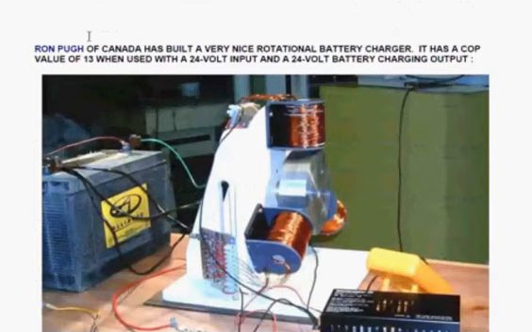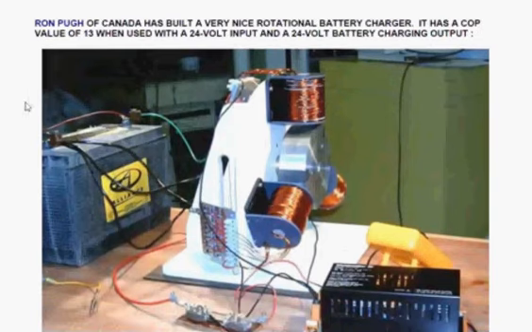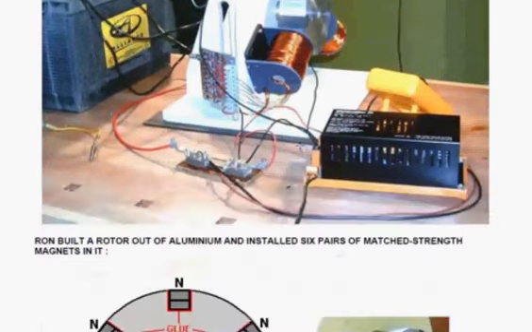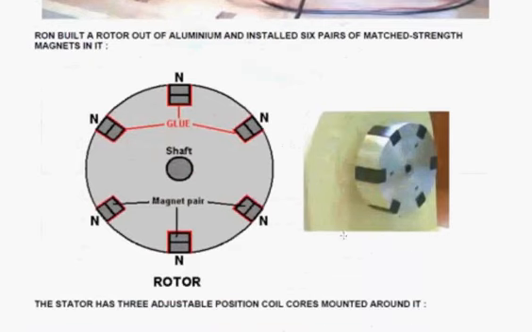But if you want to go that route, Ron Pugh of Canada has built a very nice rotational battery charger. It has a COP of 13 when used with a 24-volt input and a 24-volt output for charging batteries. Now he machined a rotor, very nice rotor, out of aluminium.